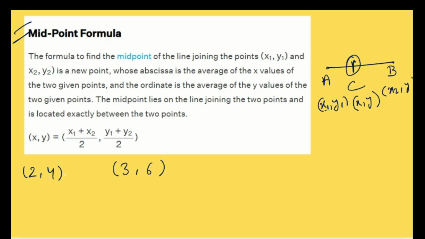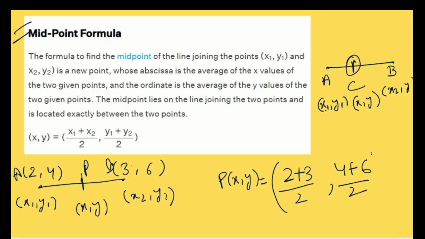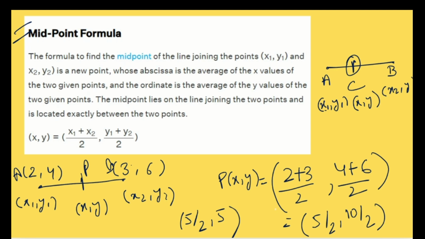So this is a line segment, you have to find the midpoint. This is x1 and y1, this is x2 and y2. The midpoint you have to find, for example P, this is A, this is B. So point P (x, y) is equal to x1, that is 2, plus x2, that is 3, by 2, and y, 4 plus 6 by 2. 5 by 2, 10 by 2. So the answer would be 5 by 2 and 5. Here you don't have to write units because you are finding a point, not a distance. In distance we are using units.